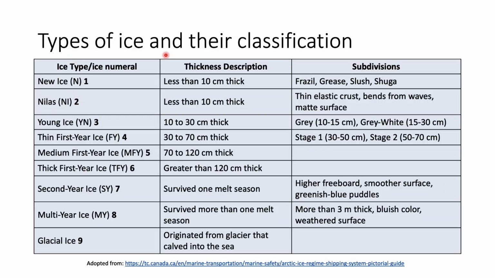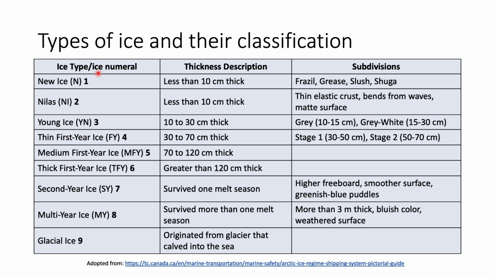From the Northern Sea Route, we will move on to the ice. So there are different types of ice and their classifications we will see. Then we will also look at the ice class ships and other things. The different types include new ice, that is 1, Nilas is 2, young ice, thin first year ice, medium first year ice, thick first year ice, then second year ice, multi-year ice and glacial ice. So there are 9 different types of ice.